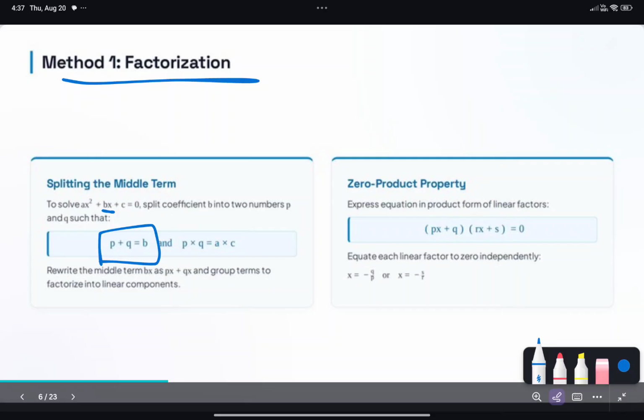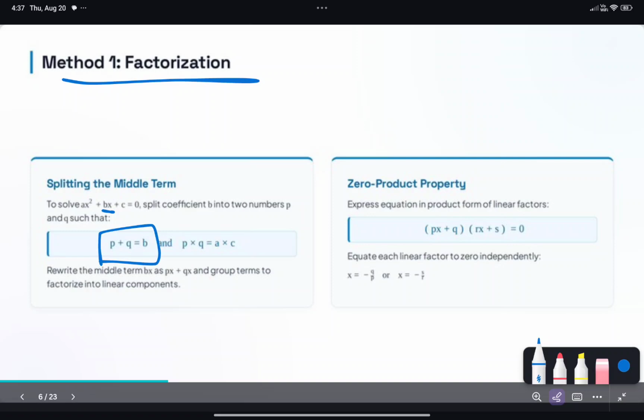P plus q equal to b. Sometimes we go with the negative also, no problem, but we must get b only. Here p into q must be equal to a into c. Yes or no? Clear?